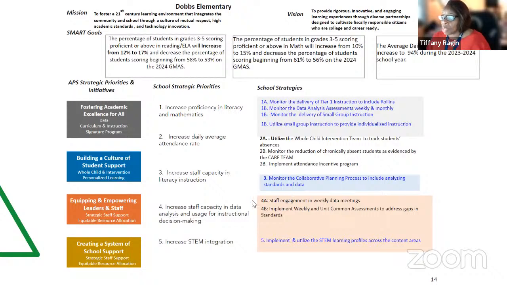To increase staff capacity in literacy instruction, we are monitoring the collaborative planning process to include analyzing standards and data, to increase the staff capacity in data analysis and usage for instructional decision-making. We're having staff engagement in weekly data meetings and implementing weekly and unit common assessments to address gaps in standards using that data from the assessment. And with STEM, we are implementing and utilizing the STEM learning profiles across content areas.